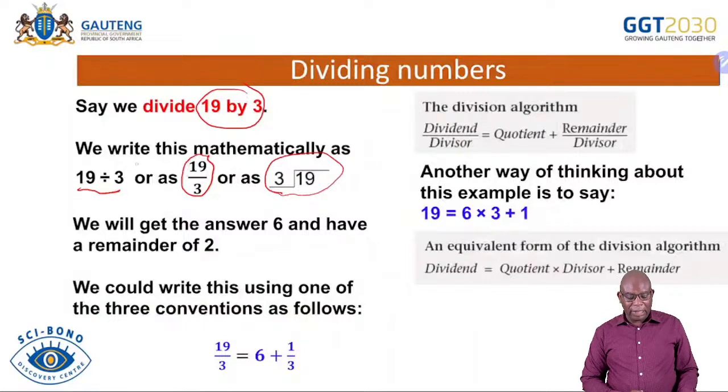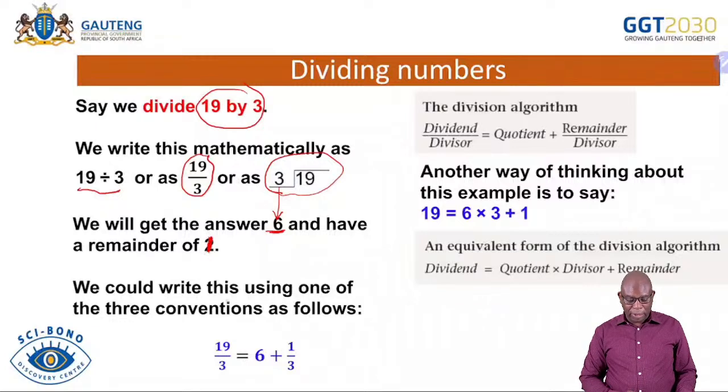3 into 19 goes how many times? It goes 6 times; 6 times 3 gives us 18. But then we have a remainder that should be equal to 1. So the remainder when we divide 19 by 3 is 1. If I multiply 3 by 6, I get 18, and for me to get 19, I must add 1. That 1 is called a remainder because 3 cannot go into 1.